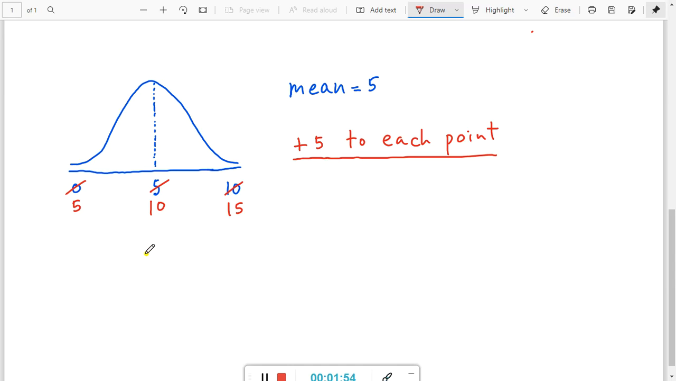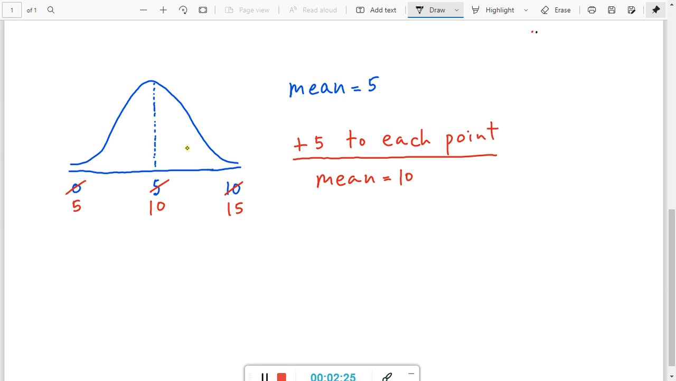So what is the mean at this point? Well, you can see in the center here, the mean is 10. And you can see the data is no more spread out than it was previously. Previously, it went from 0 to 10. Now it goes from 5 to 15. It's not spread out any more than it was. Okay?